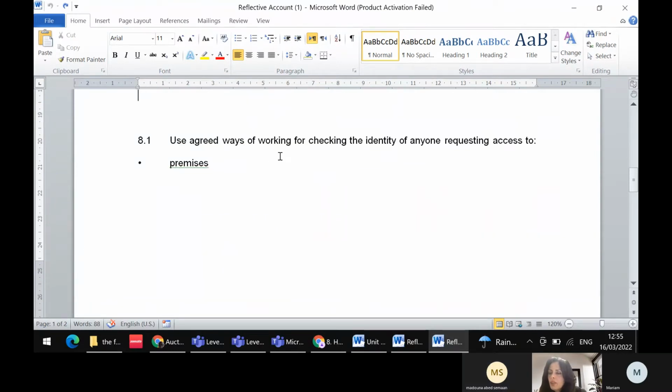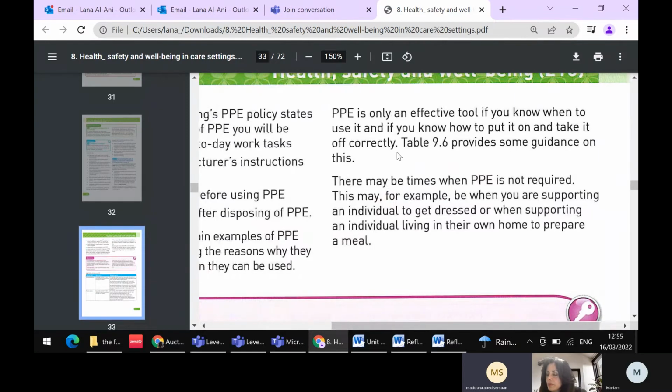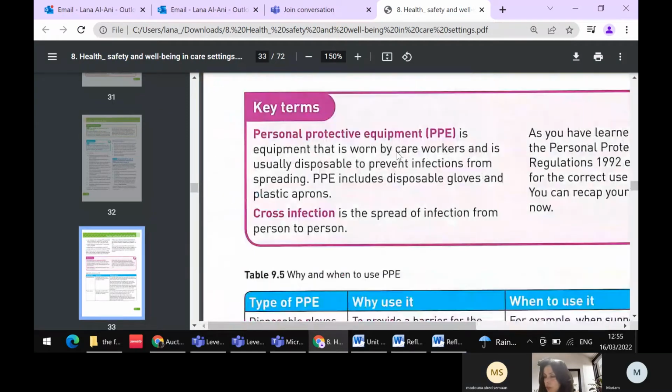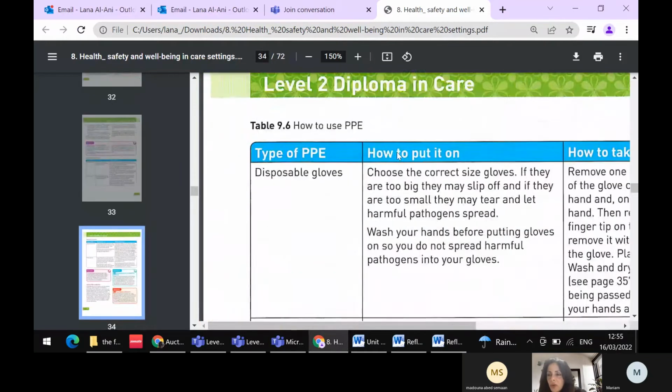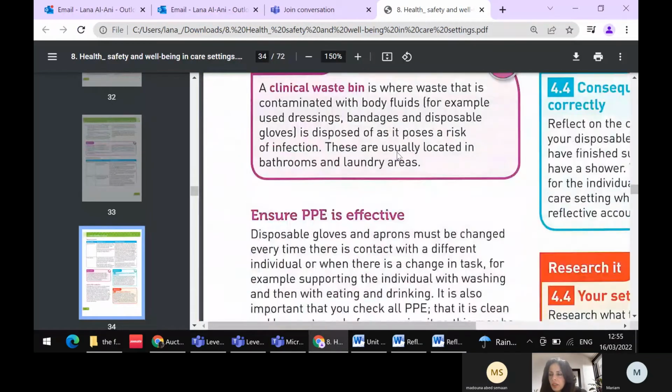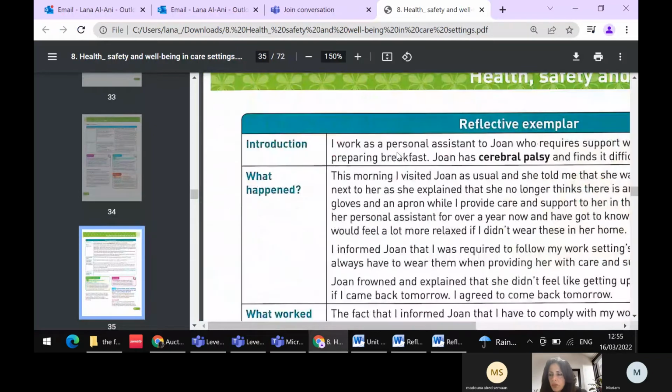Use agreed ways of working for checking the identity of anyone requesting access to the premises. So 8.1, let us go to 8.1. What's the right policy and procedure? We have to check their ID and badge. Very good. We have to check their identity. Who are they? They may be just strangers coming to the place to harm.